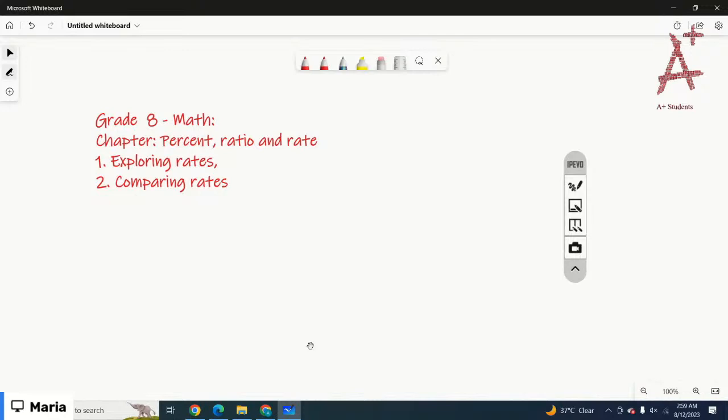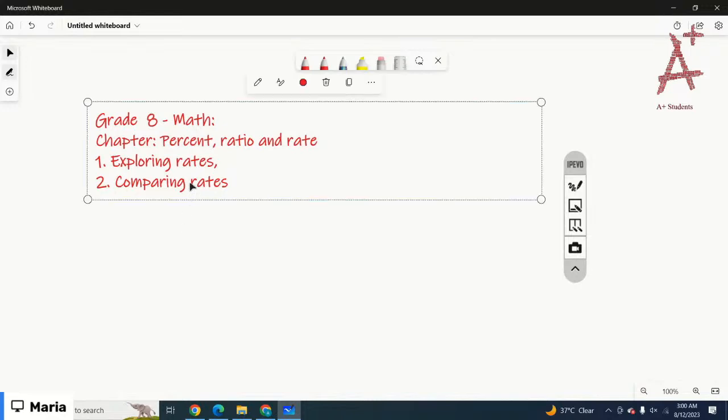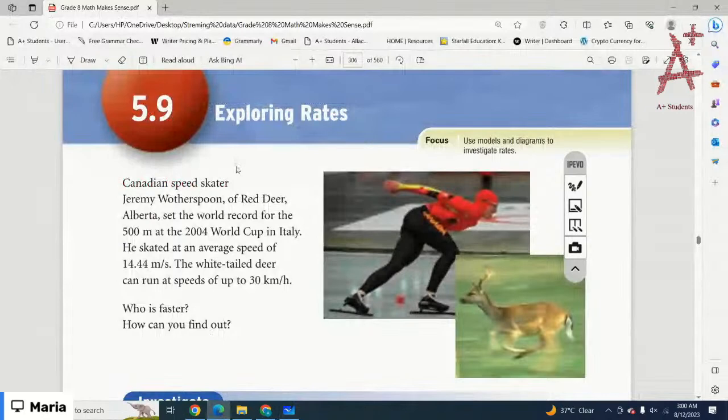The lessons we're going to cover today are exploring rates and then comparing rates. I think they are 5.9 and 5.10, right? So, let's just start with the lesson. Here it is 5.9, that is exploring rates. Then we'll start 5.10. So, let's start with 5.9.